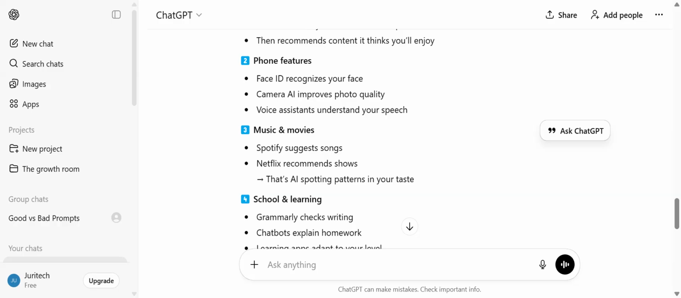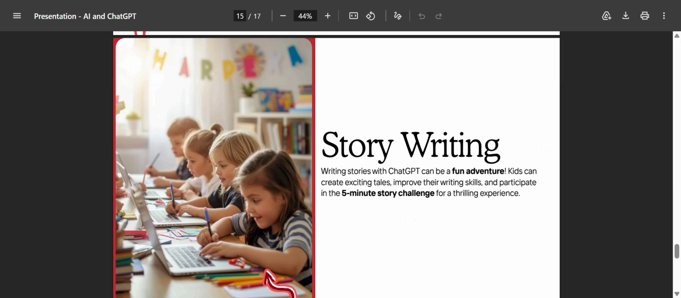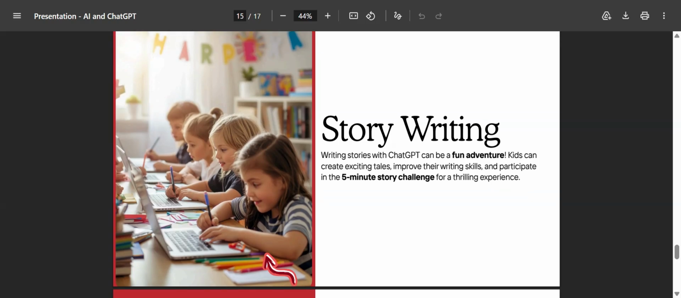So at the end of this class, our assignment is going to be: generate a story writing using a good prompt. We've learned a good prompt and a bad prompt now. We know we can use ChatGPT to generate story writing.